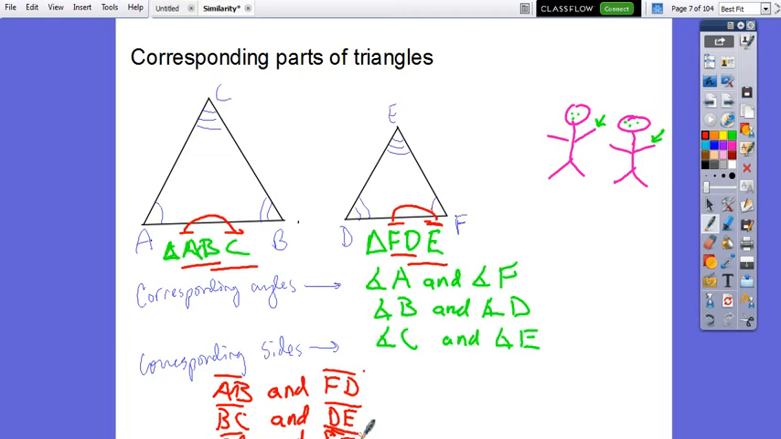So all we're doing is listing these pairs of sides according to how the triangles are named, how they're labeled. Naming the triangle is very important. We're going to name the triangle according to the corresponding angles, and then we can name the corresponding sides. Guys, if y'all understand this concept, it's going to make geometry a whole lot easier from here on out. This is huge. Big, big deal.